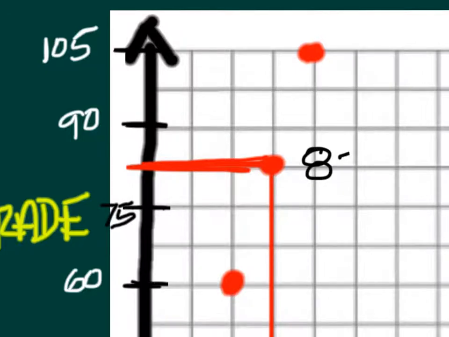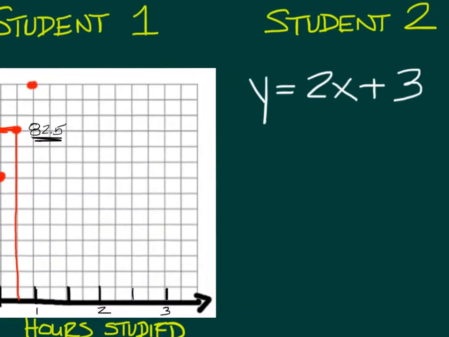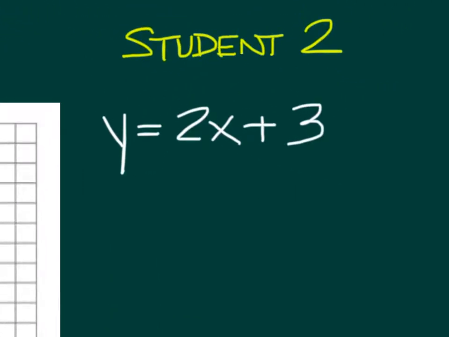82.5. They studied for 3/4 of an hour and came back with an 82.5 on their test. So let's go over here. Here is student 2. Student 2 also studied 3/4 of an hour. So let's find 3/4 in here with x.